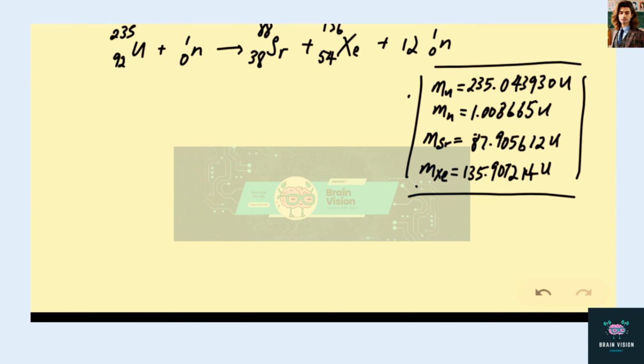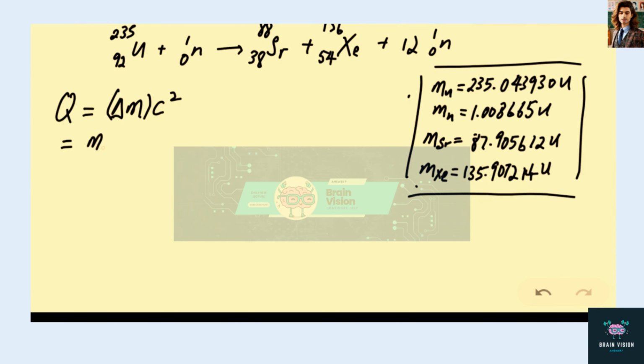In this question, we want to find what is the energy released by this nuclear fission of uranium to strontium and xenon. To find the energy released, we need to find the Q value, that is defined as the change in the masses of the nuclide multiplied by c squared. The change in the mass is simply the initial total mass of the reactants subtracted by the final mass of the products.